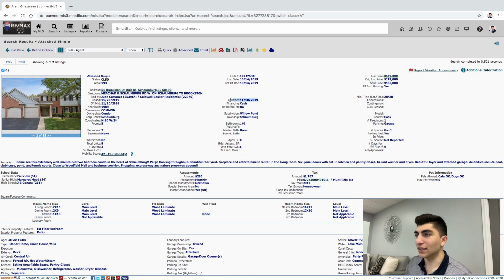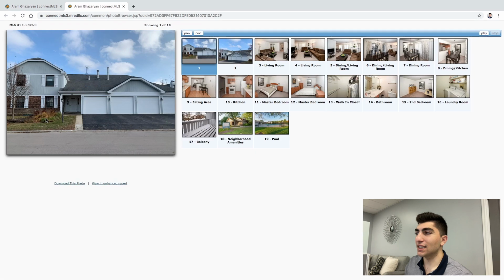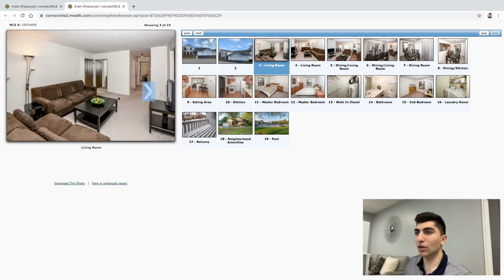Now, when did they list? So they went under contract November 10th, and they listed it October 14th. Fascinating. Moving on, we got a C2 unit. It's sold for 169. Basically, it's one of the highest sales in the neighborhood.